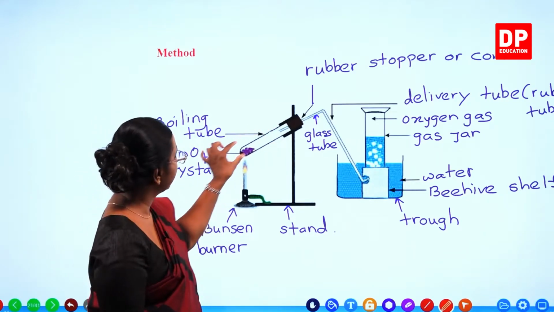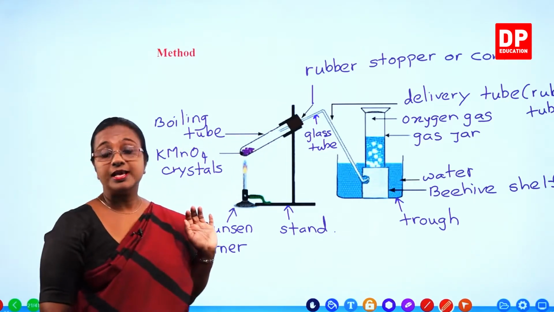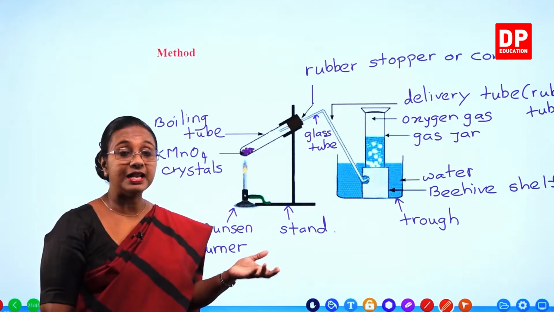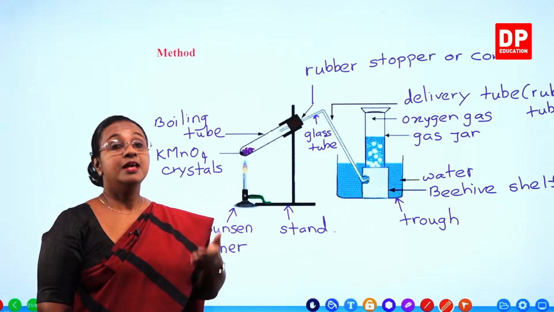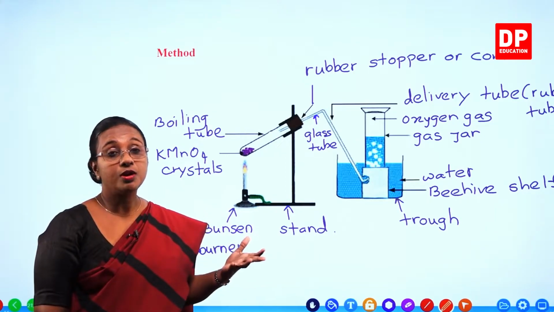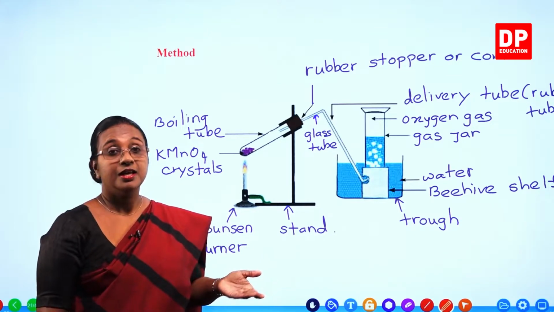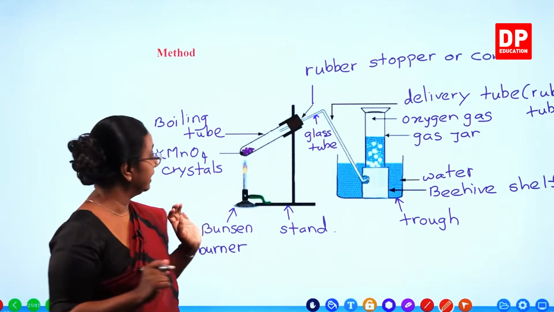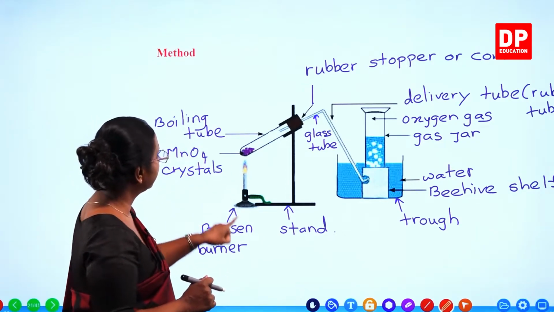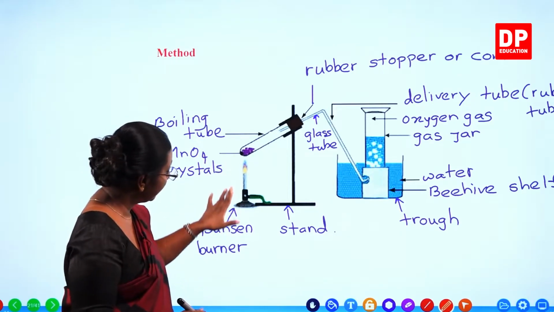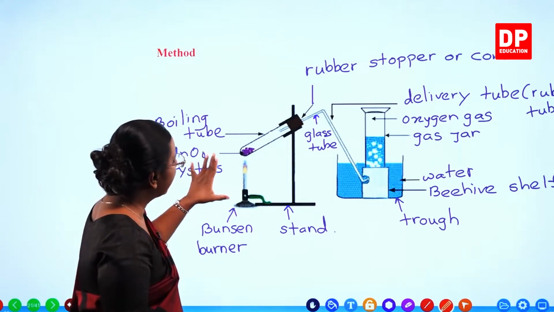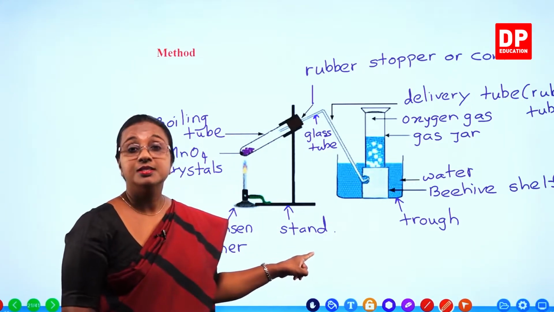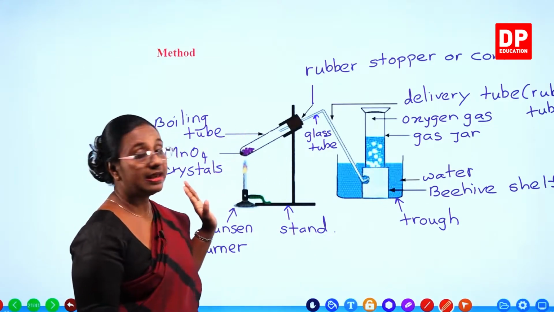We need to have the boiling tube. Into that we take potassium permanganate crystals. You all know normally potassium permanganate is purple in color, but when you look at the crystals, it looks very dark purple, so it almost looks like a blackish color. It's not black in color, but that is the way it looks. You have seen that in the lab. You take that into a boiling tube because we need to heat it. So we need to set the Bunsen burner like that. And because it's difficult to hold the boiling tube, we have to clamp it into a stand so that it is held in place properly.